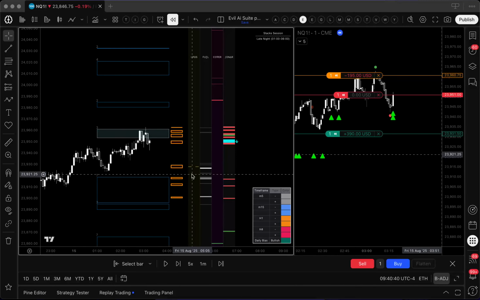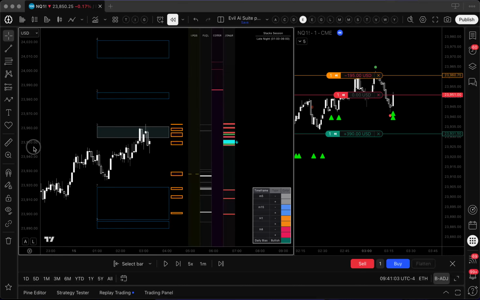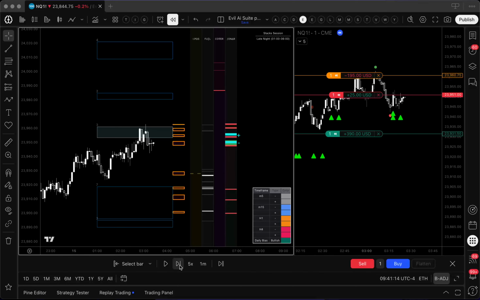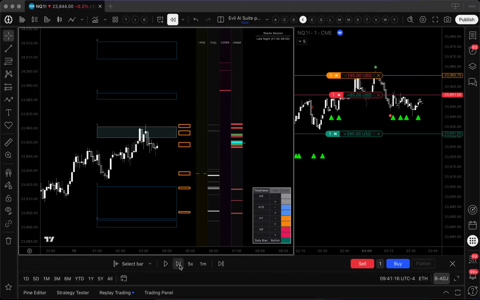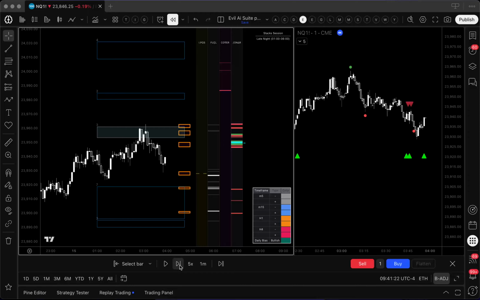Yeah. So we have a cluster here on the whale map based on previously swept shark food levels and an institutional positioning level previously raided. So we know the big traders are going to attempt to protect their orders, yeah, at those zones. And there we go.